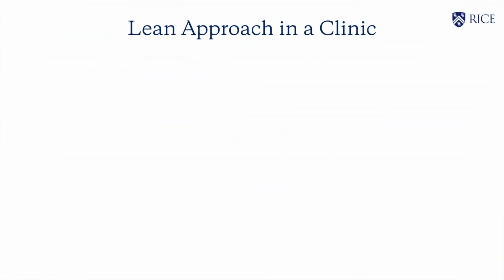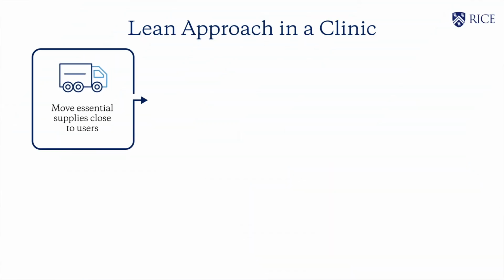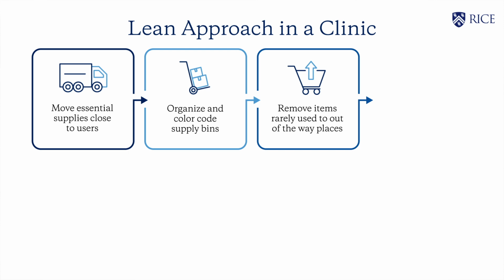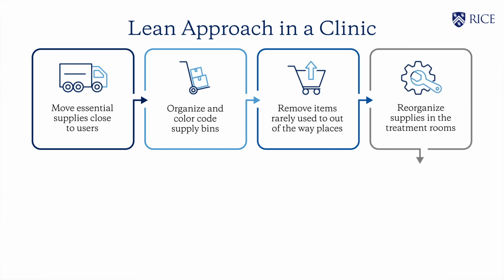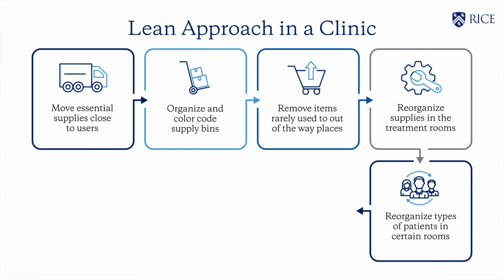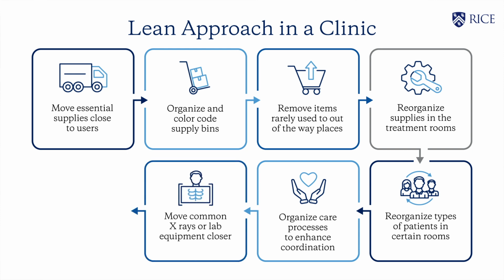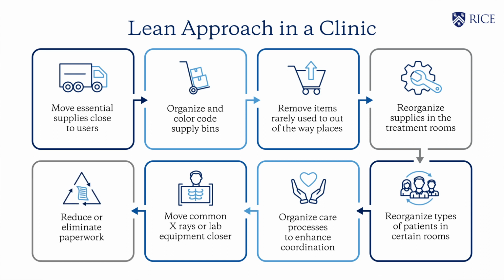A Lean approach in a clinic might include moving essential supplies close to users, organizing and color-coding supply bins, removing items rarely used to out-of-the-way places, reorganizing supplies in the treatment rooms, reorganizing types of patients in certain rooms, organizing care processes to enhance coordination, moving common X-rays or lab equipment closer, reducing or eliminating paperwork.